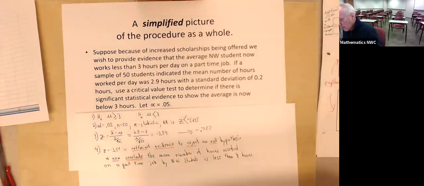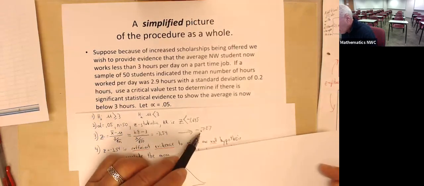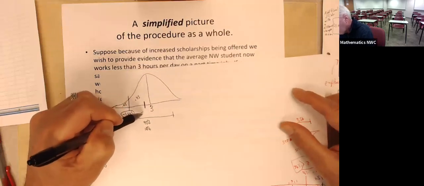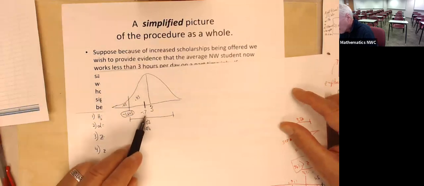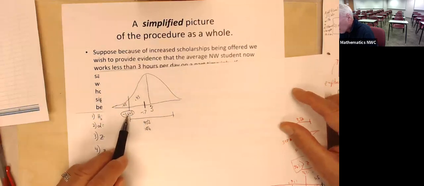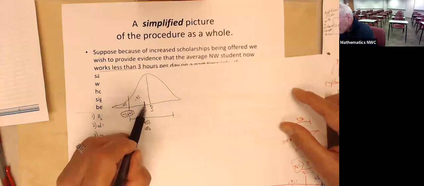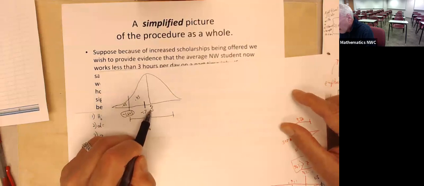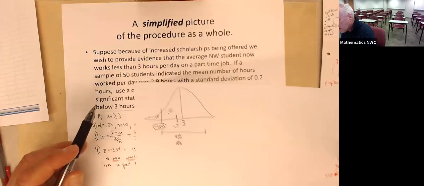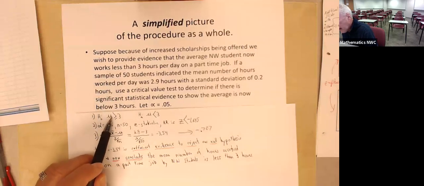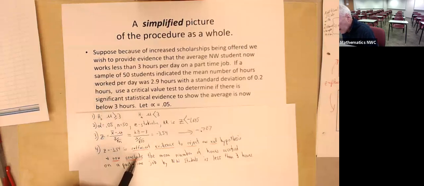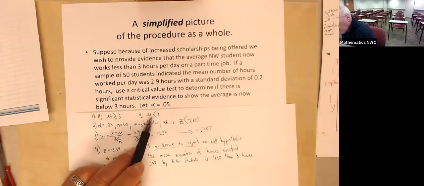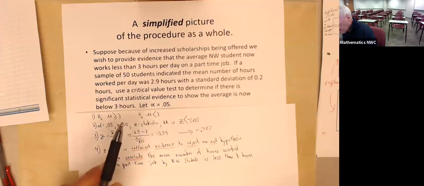To give you a sense of that, if it had been negative 0.7, that would have been right about here for a z-score. It would not have gone over the line. That sample would have been within reasonable variance of the 3. Then I would not have had enough evidence to doubt the null. I would not have had sufficient evidence to reject the null. So I wouldn't have been able to conclude that it was less than 3.